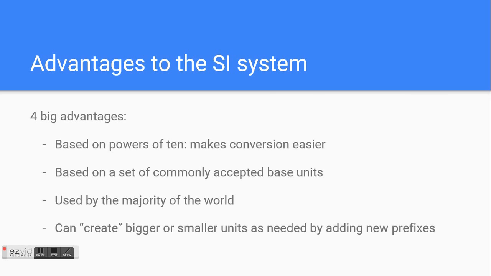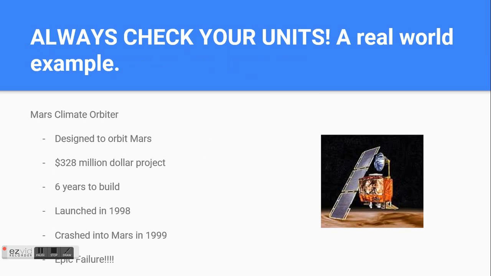And the fourth advantage is I can create bigger or smaller units as needed by adding new prefixes or creating a new prefix. This has happened during the course of time with our unit system. Something like the nanometer or the picometer or the femtometer. When the metric system was first developed, the femtometer was, well, completely useless. Something times 10 to the negative 15th meters, that doesn't make any sense. Now we can actually use that as a unit to measure things like how big is the proton in this atom or something crazy like that.